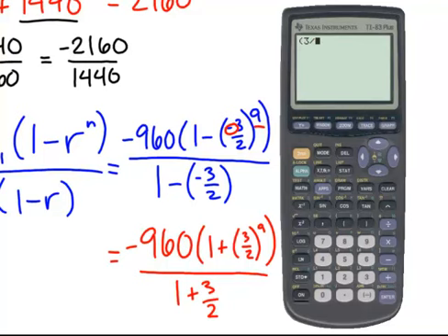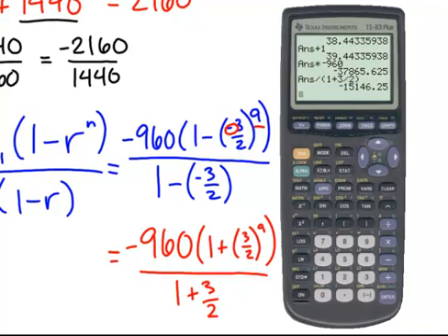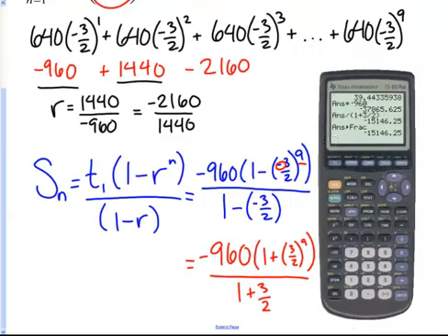I'm going to start with the very inside, negative 3/2 to the 9th. Then I'm going to take that answer and add 1 to it. Then I'll multiply by negative 960. And then I'll divide that whole thing by, in parentheses, 1 plus 3 over 2. So we have a decimal answer, and you can ask it to turn it into a fraction for you. Unfortunately, this one, it doesn't want to, so we'll do it manually.